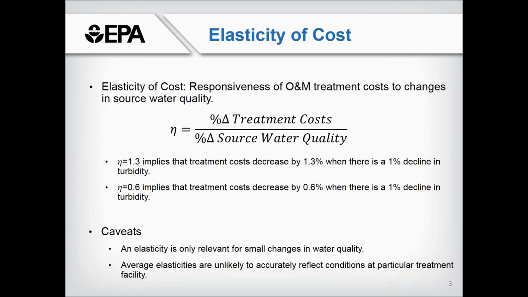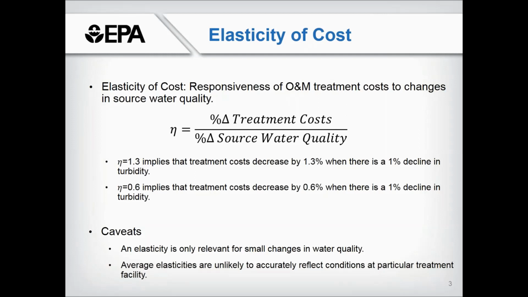Now an elasticity is a measure of responsiveness that is commonly used in economics. For our purposes today, we're defining it as the percentage change in treatment cost given a 1% reduction in water quality. So for example, if we are interested in turbidity, an elasticity of 0.13 indicates that treatment costs would decrease by 1.3% if there was a 1% decline in turbidity. Or another example is an elasticity of 0.6 would indicate a 0.6% decrease in treatment costs if turbidity declined by 1%.